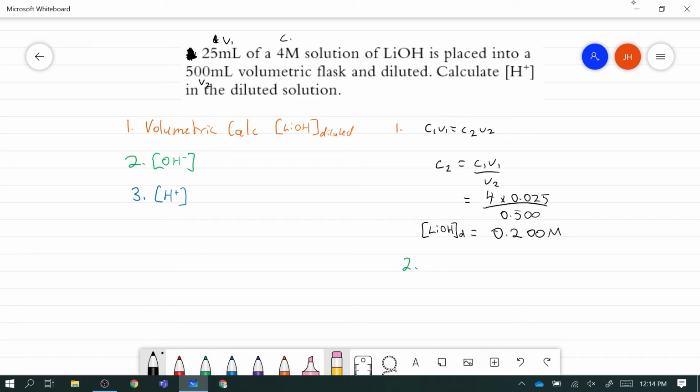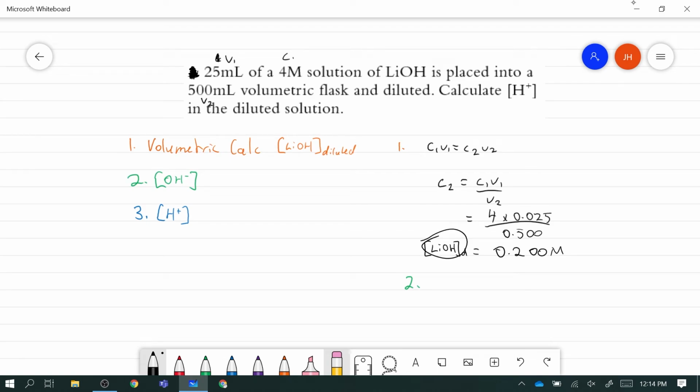So in this conversion, what we need to be taking into account are the ratios of hydroxide to lithium hydroxide. It's 1 to 1. So we can say that the concentration of lithium hydroxide is equal to the concentration of hydroxide ions, both of which are 0.2 moles per litre.